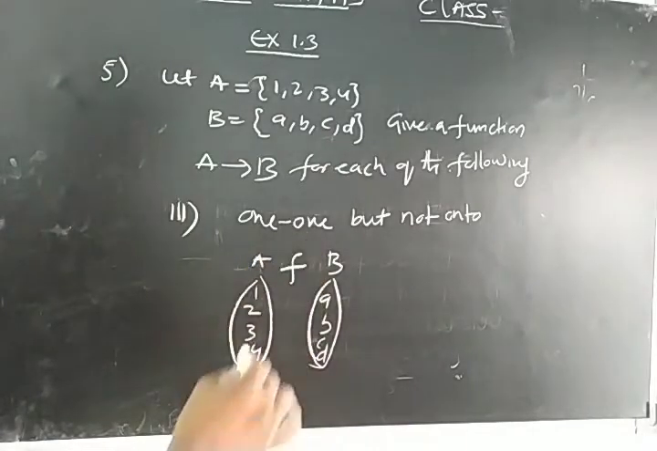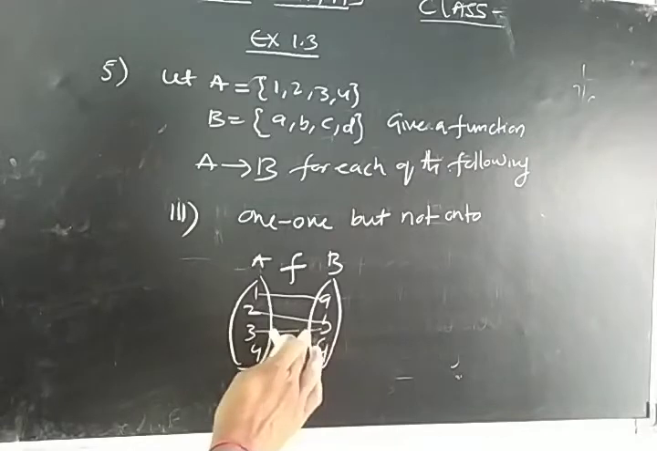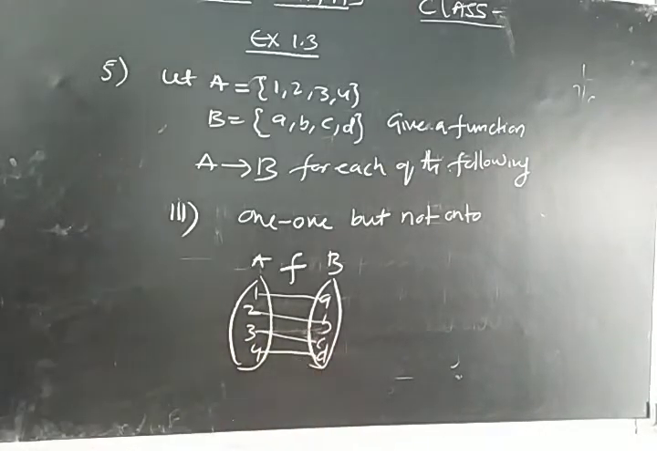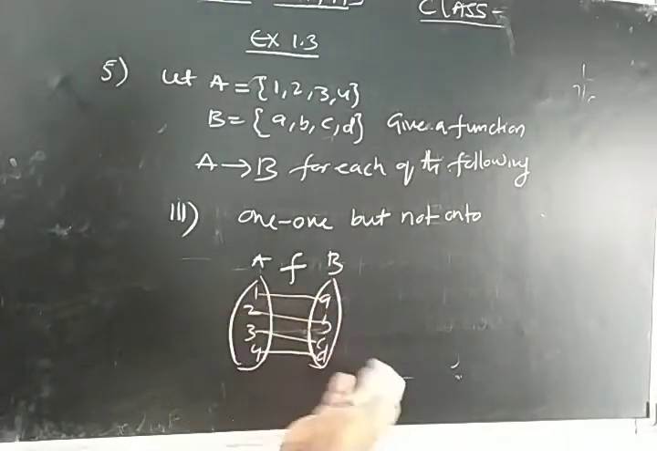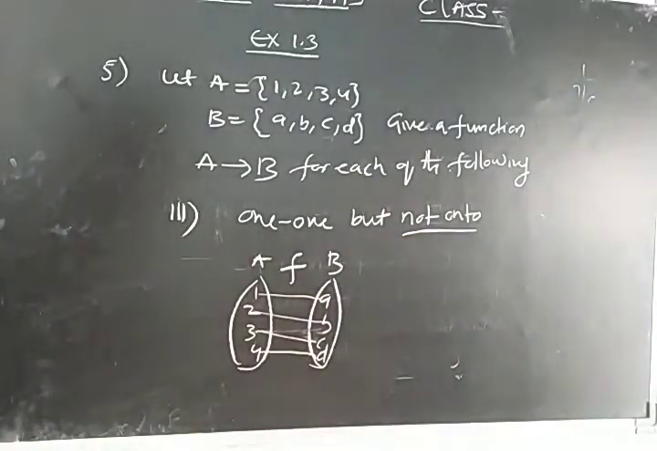Right. I need one-one. That means different elements should have different images. So 3 should not relate with B, 4 related with D. Now check. It is one-one. Is it onto? Not onto. Yes, onto it is. But what we need?